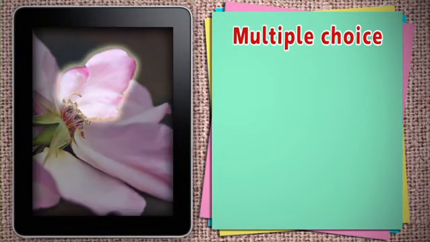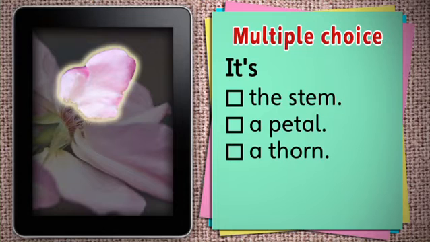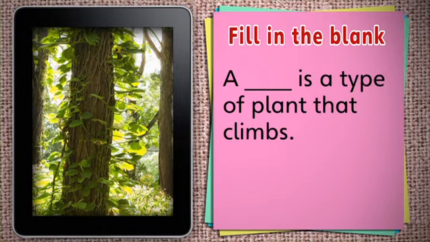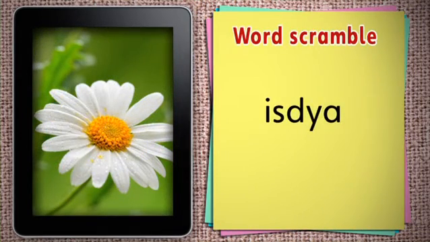What part of a flower is this? Is it the stem, a petal, or a thorn? It's a petal. A vine is a type of plant that climbs. It's a vine. Unscramble this word. Daisy.